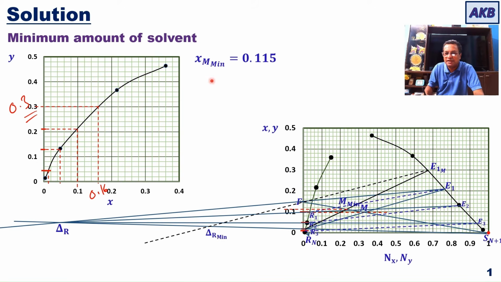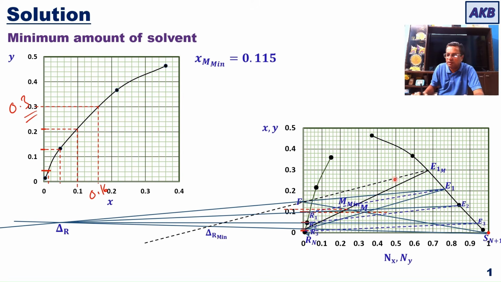So in this case, XM minimum is 0.115. So in order to get the minimum amount of solvent, what you have to do, you have to find out XM minimum. And how to do that? First, you draw a tie line through F by trial and error with the help of this distribution diagram.